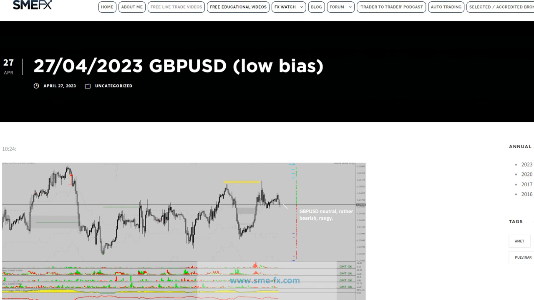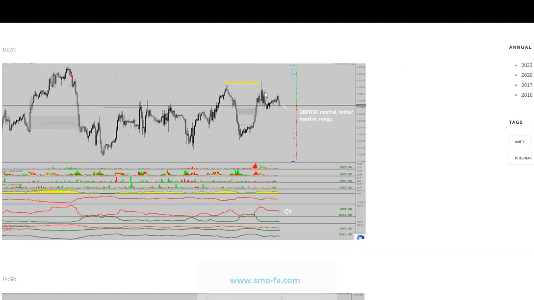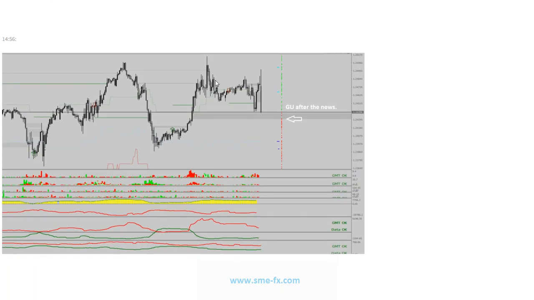Cable, so on the 27th I wrote low bias. It took the high. Pound neutral, rather bearish, rangy. Rather bearish because, look, with a mini collapse in the squeeze line, it took the high, so no money flow, so it can normalize and do some rangy move, and that's exactly what it did. Short scalp down towards the order gap zone here, right after the news.